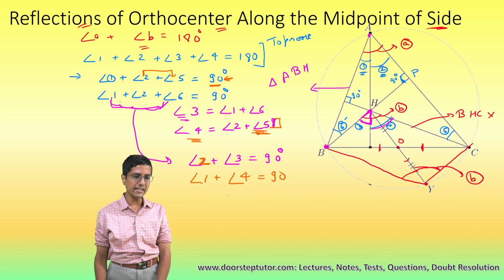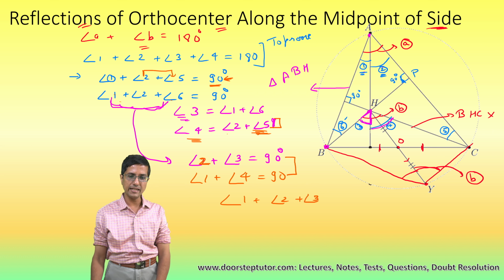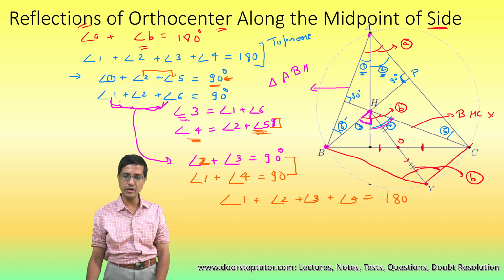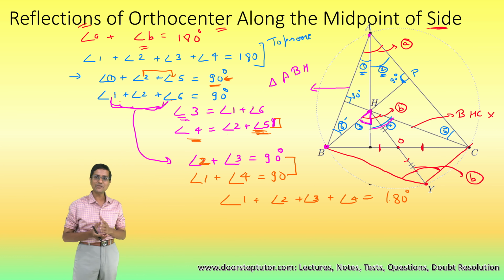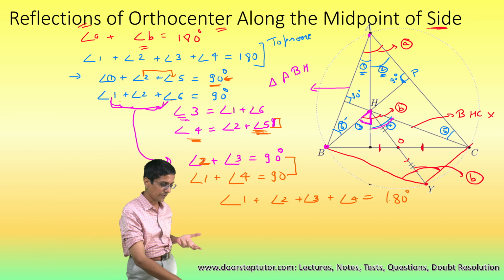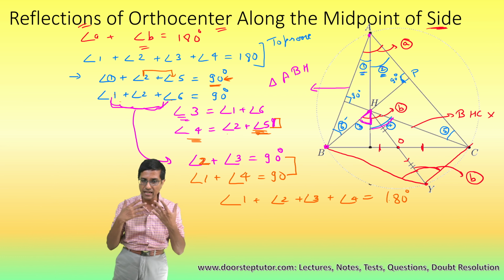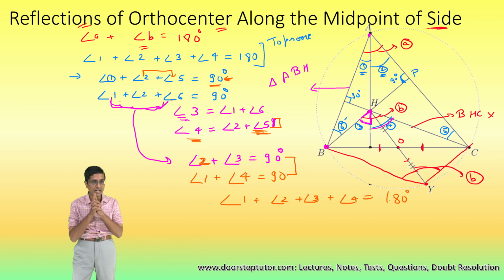So now if I add these two equations together, I get angle 1 plus angle 2 plus angle 3 plus angle 4 is equal to 90 plus 90, which is equal to 180 degrees. So that is what we intended to prove in the first place. Okay, so with this we have completed this theorem. This is the second theorem regarding the reflections of the orthocenter.